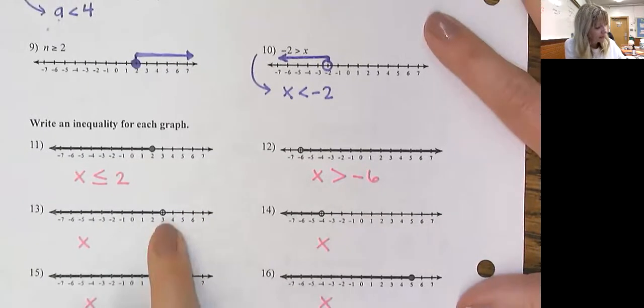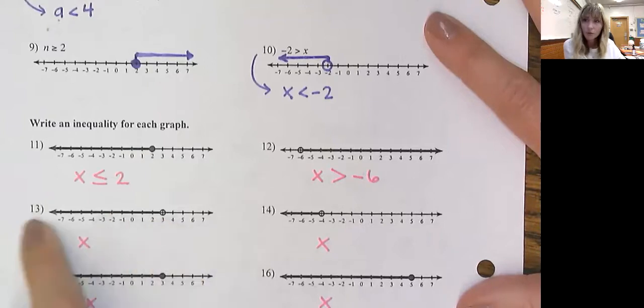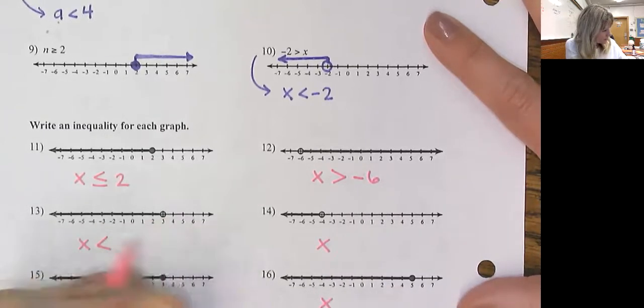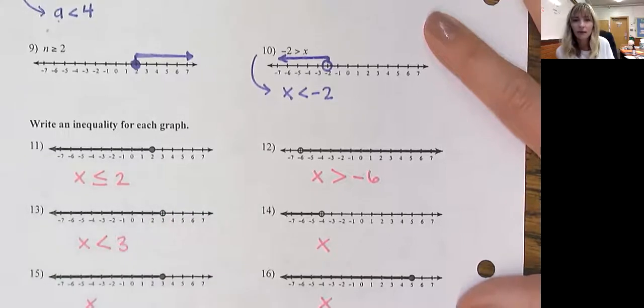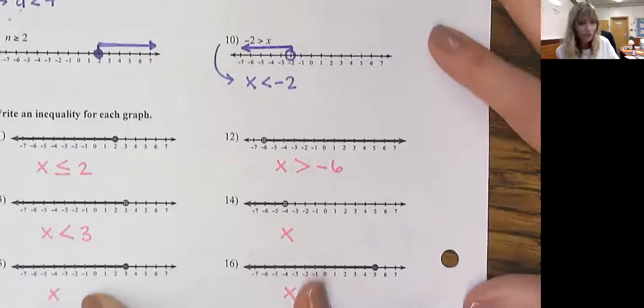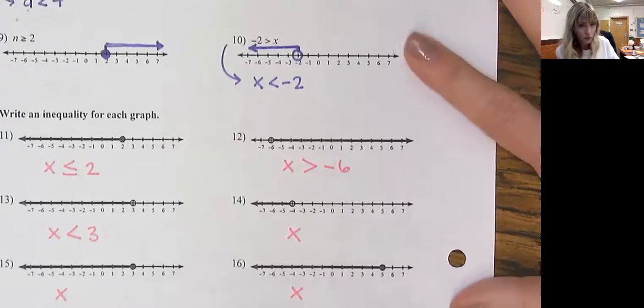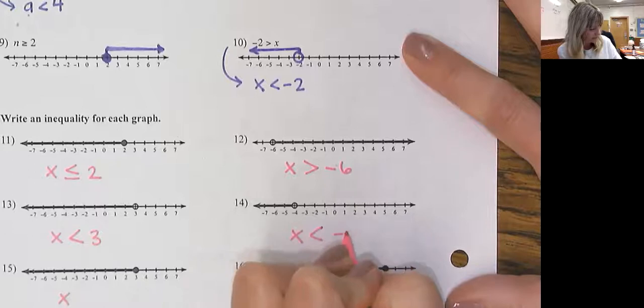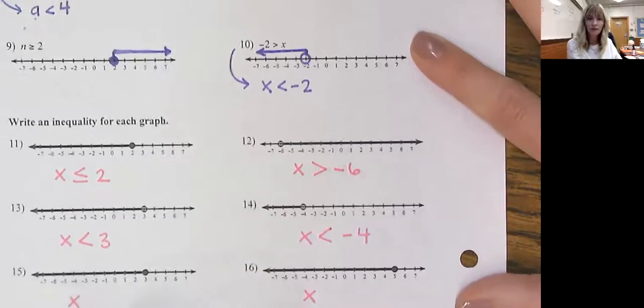Here's what I see on 13. Open circle to the left. Look up at the top of your paper. Open circle to the left, that is less than. Now I just find the number where the circle is, write it down. Number 14 is an open circle to the left. We just did that, that's less than.